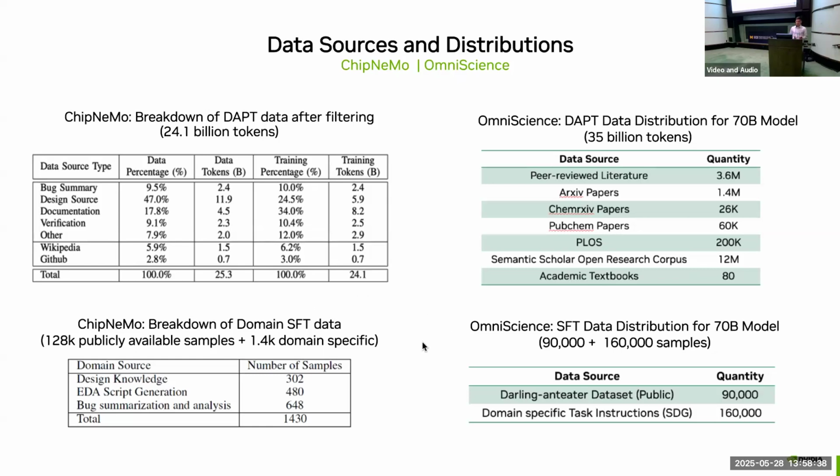This is in contrast to Omniscience, where, as I talked about previously, we used a model itself to create 160,000 domain specific samples that our model could learn from. And we incorporated these extra 90,000 samples, which were general purpose. So the balance of data here is interesting to compare across both models.